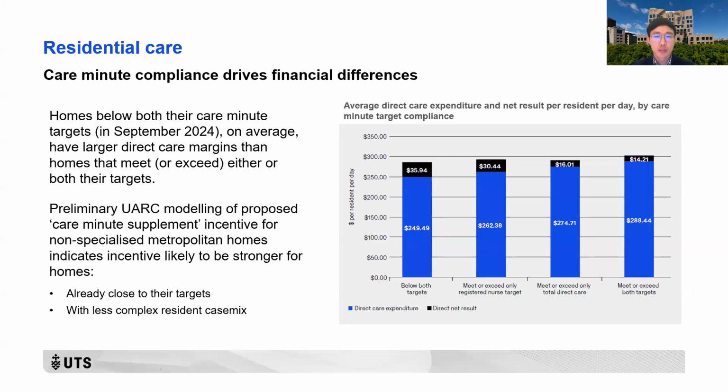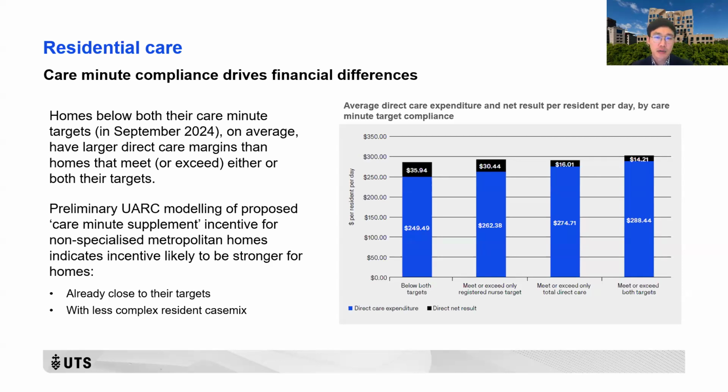Our preliminary modeling suggests that the impact is likely to be more limited for those requiring substantial staffing uplifts. In these cases, the additional labor costs needed to meet mandated targets are expected to outweigh the financial penalty of losing the supplement. This challenge is further heightened for homes with a more complex resident case mix.